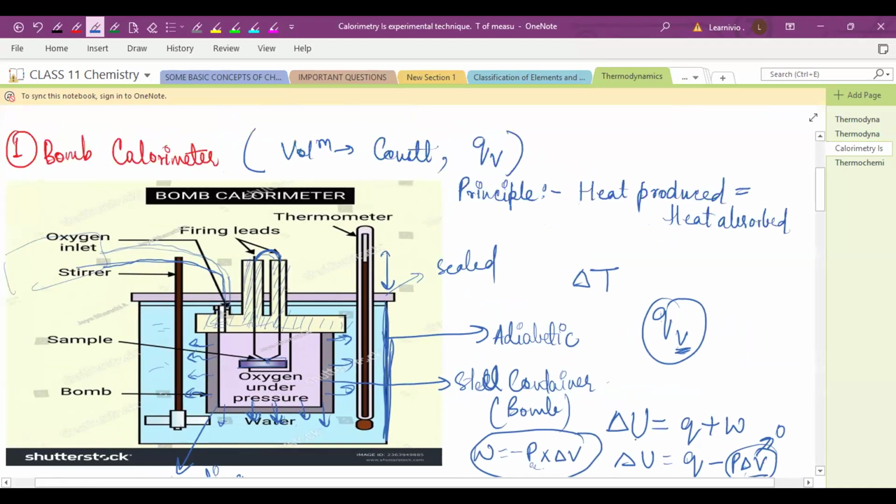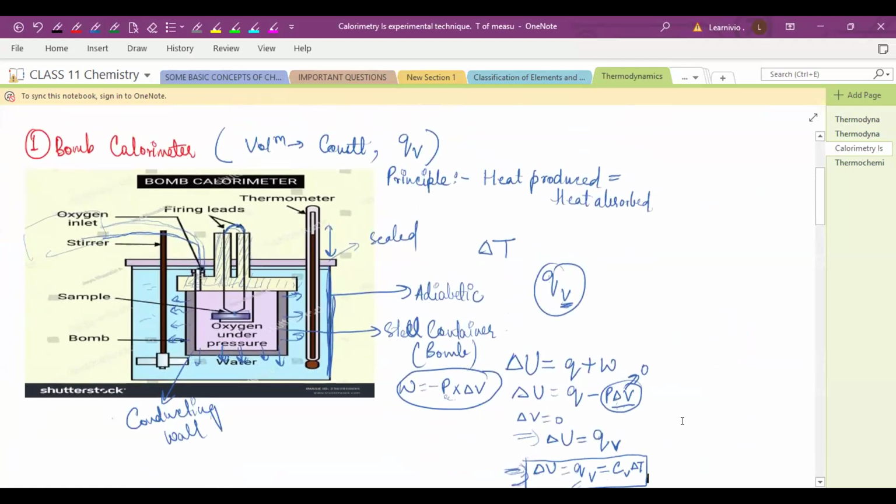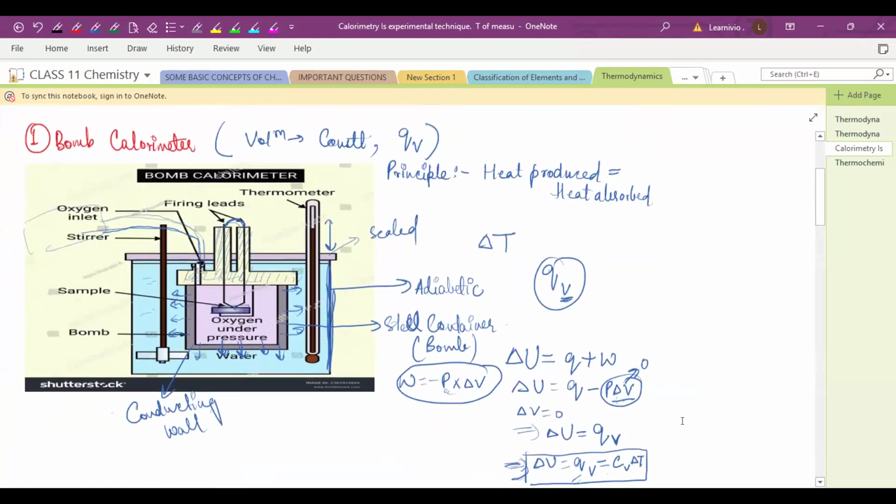Clear, Sanidhi and Neha? Yeah, ma'am. Yeah, this whole setup, is it clear? Or any question from that? No, ma'am.